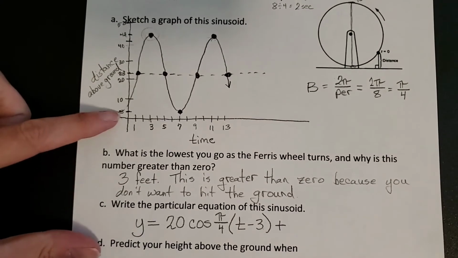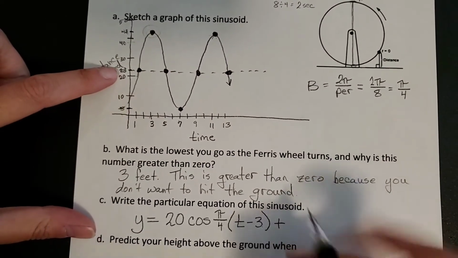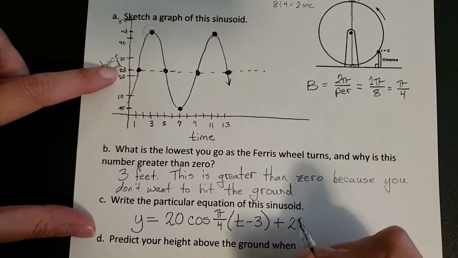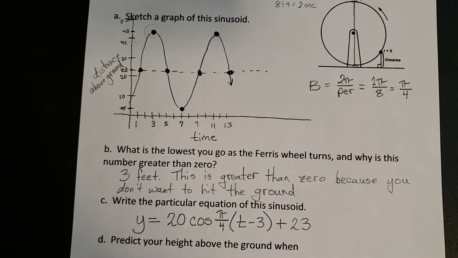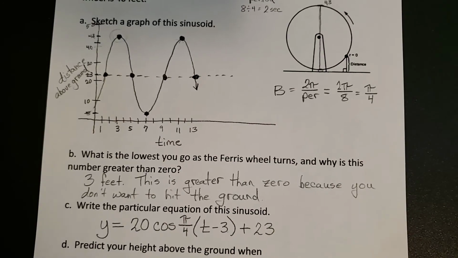That's where the midline is. Where were all those midline points? They were at 23. All right. So there's my equation, a rather fancy looking equation. How can I be sure it actually is correct?